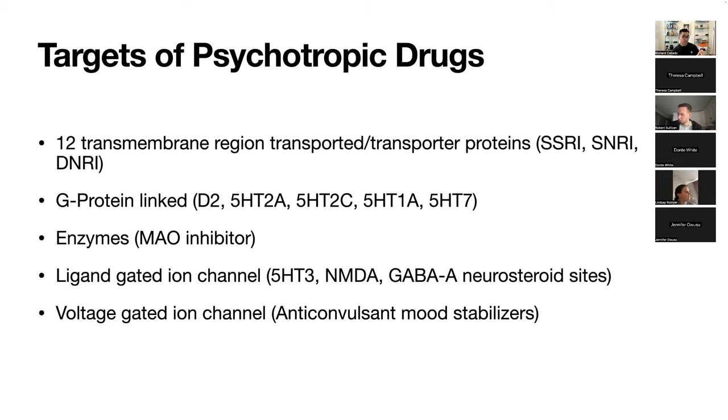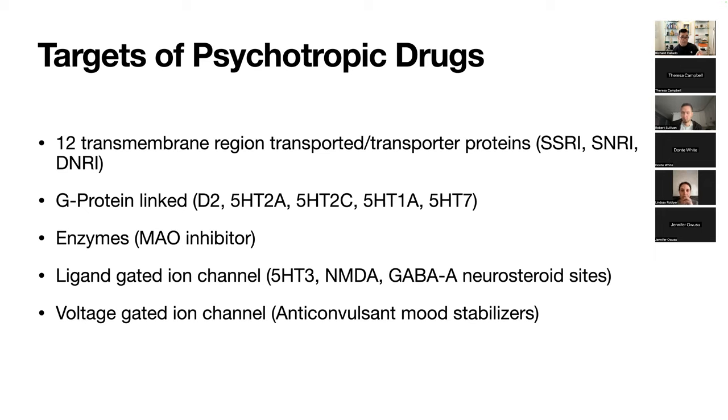D2 dopamine receptors are an example of G protein-linked receptors. 5-HT2A is an example, and 5-HT2C gives antidepressant properties and also some antipsychotic properties. 5-HT1A helps with side effects, and 5-HT7 helps with depression and cognition. This is just a brief rundown. We're going to go over this in detail as we talk about specific medications, just have an idea about it.